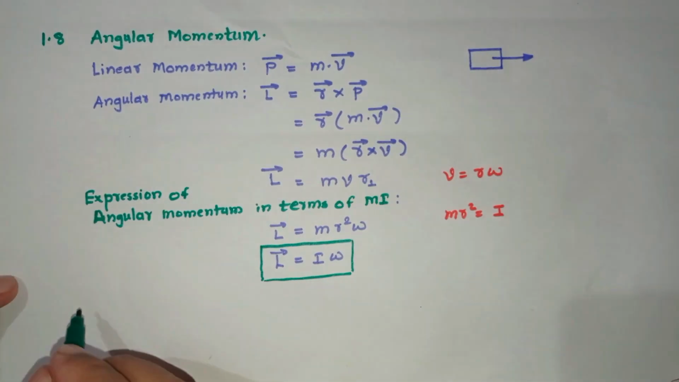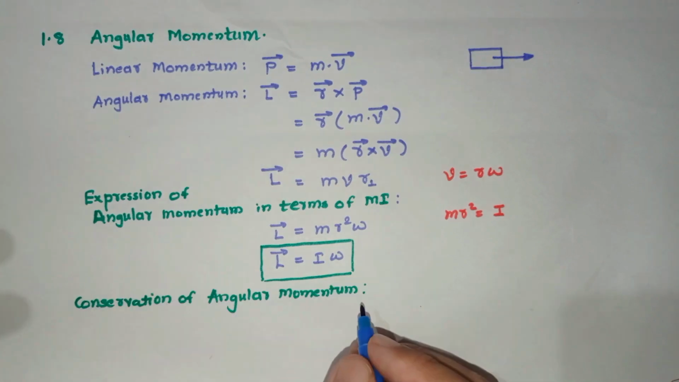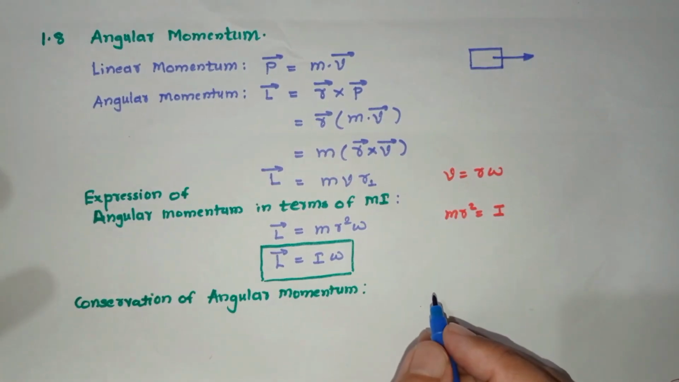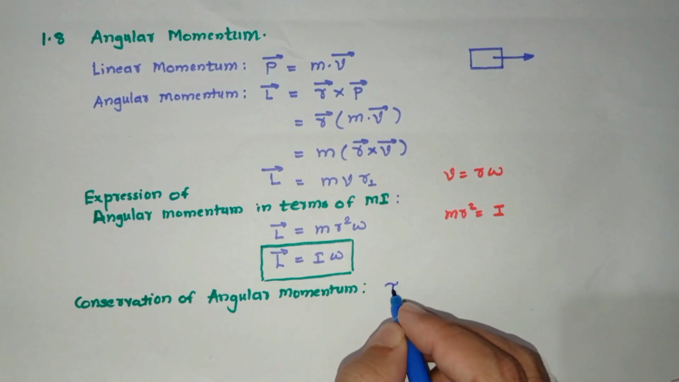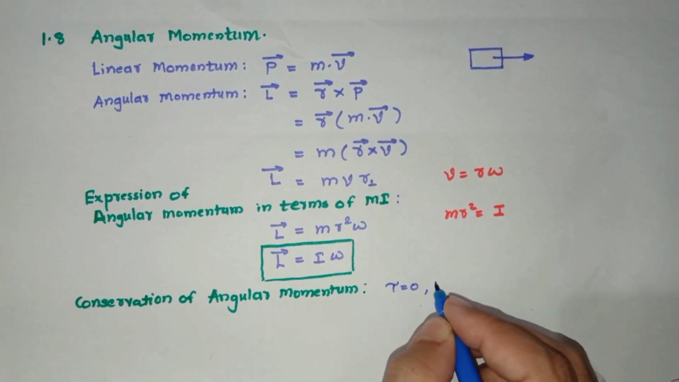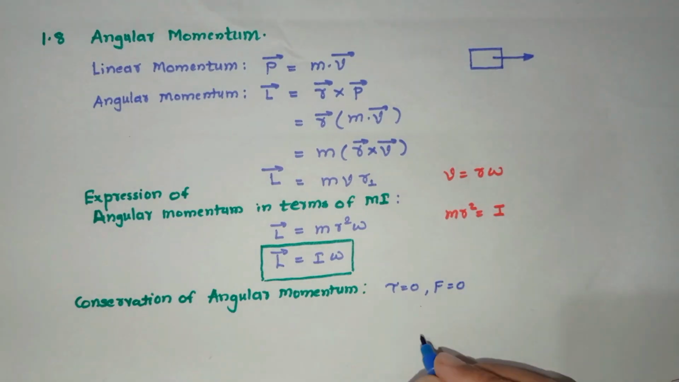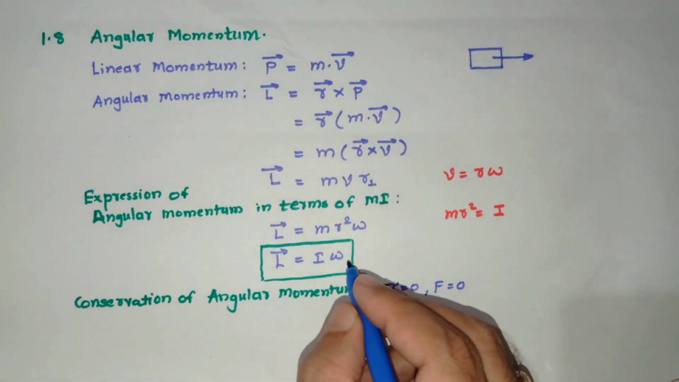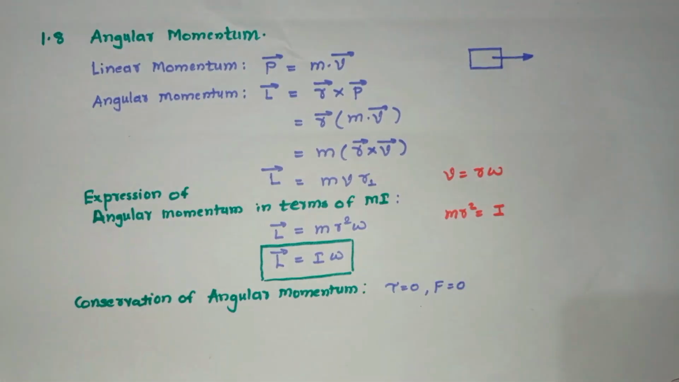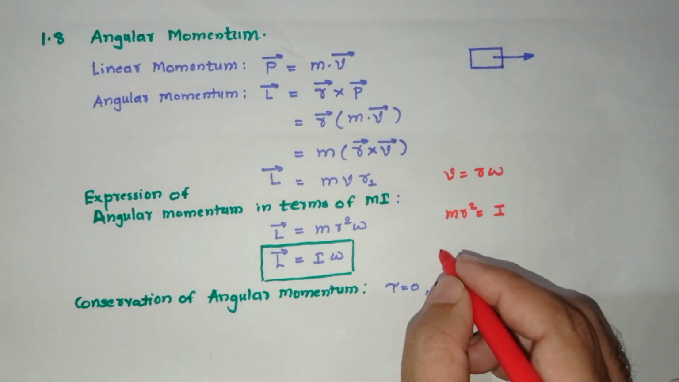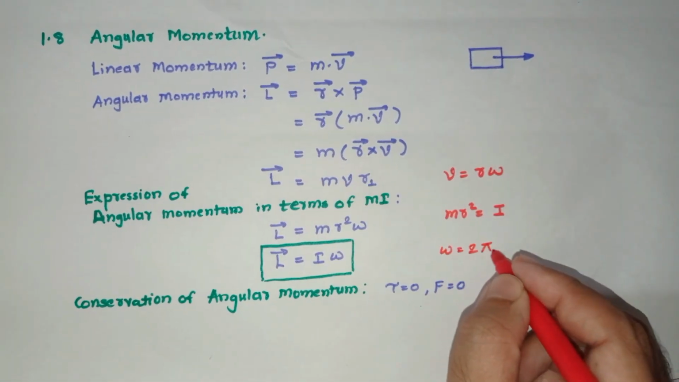Now we'll see the conservation of angular momentum. If net force or net torque on the body is 0, then angular momentum is constant. That means the angular momentum is conserved if torque is equal to 0, net torque or force is equal to 0, then the angular momentum is constant. This omega is nothing but 2 pi n. Omega is 2 pi n.